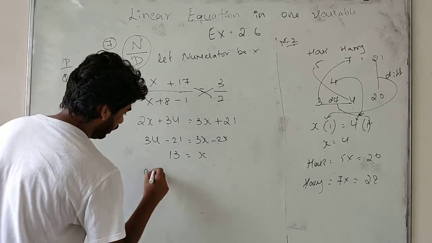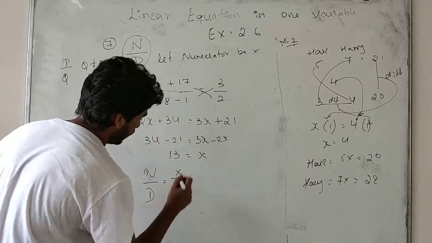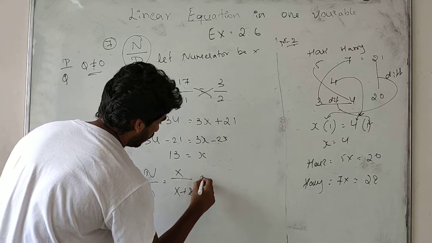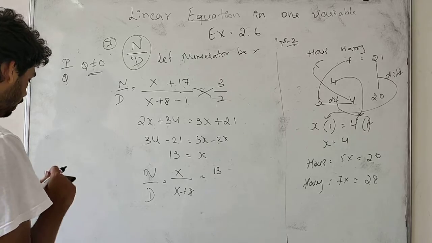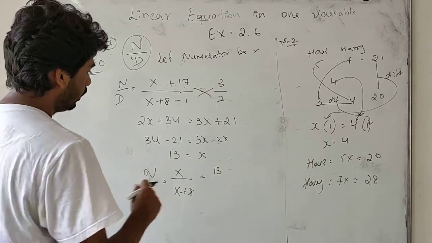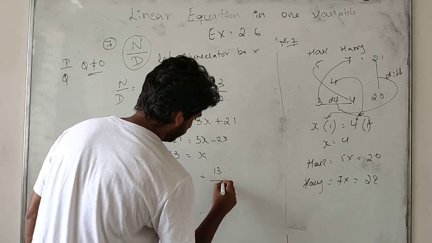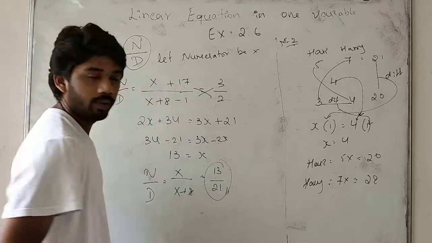So the numerator is x and the denominator is x plus 8. Here I will get the numerator 13, and the denominator 13 plus 8 is 21. So this is the rational number, 13 by 21.